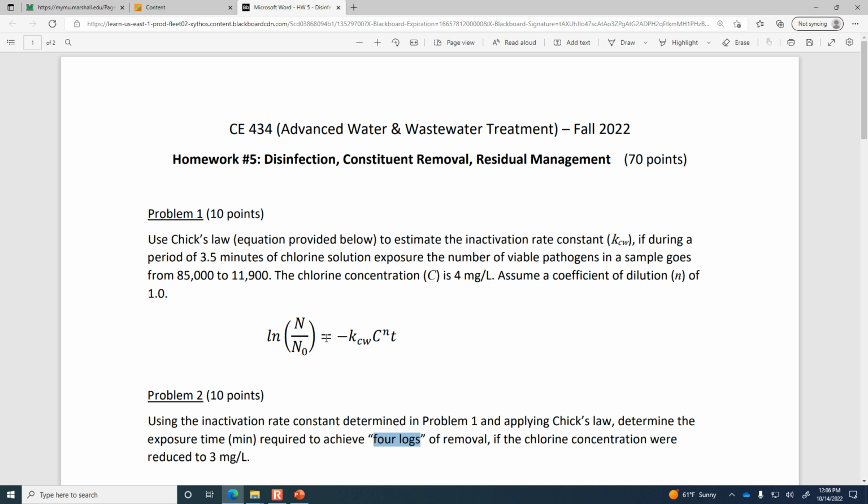Yeah, so 4 logs of removal or 4 nines of removal means 99.99% inactivated. And so if you multiply 10,000 by 0.9999, then what comes out of that is that there's just 1 which is viable, and 9,999 were killed. So in problem 2, what you're substituting into this ratio is basically a numerical reflection of the 4 logs of removal.